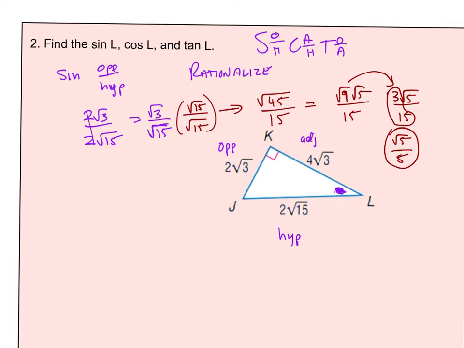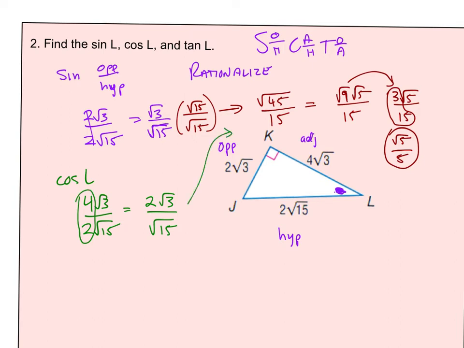Okay, sorry, back to trig. So cosine of L is going to be 4 square root of 3 over 2 square root of 15. So simplified, 4 over 2 just becomes 2. Okay, I just took the 4 over 2 and simplified it to 2. And then I would go through something similar to get that. So what I would end up with is just like 2 square root of 5 over 5. So that would be my answer there.